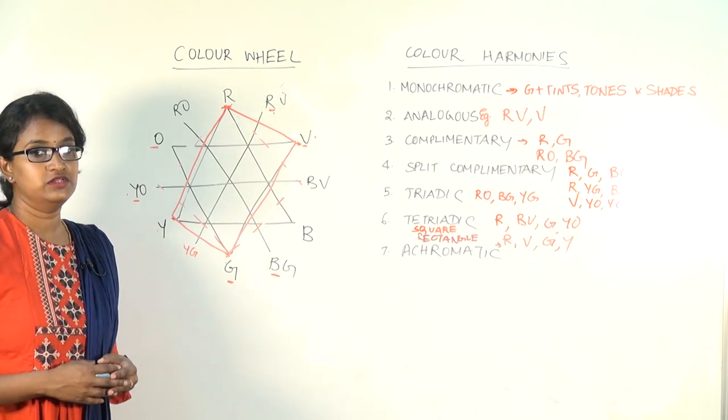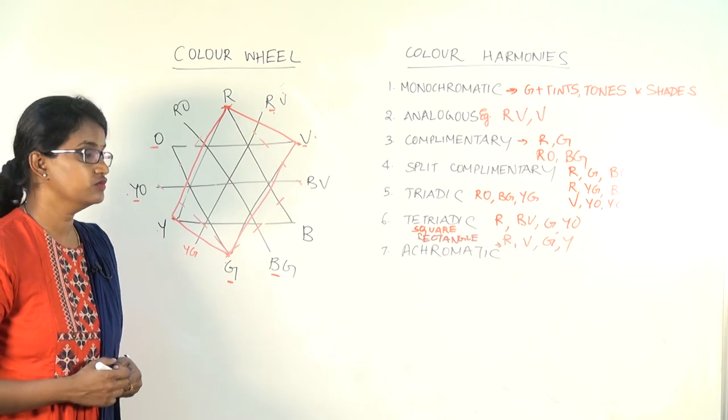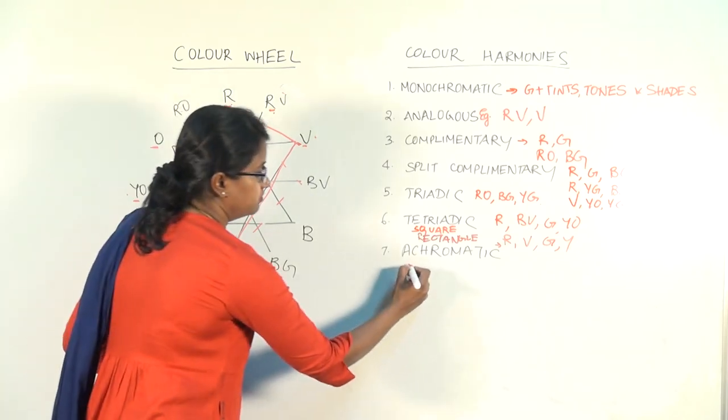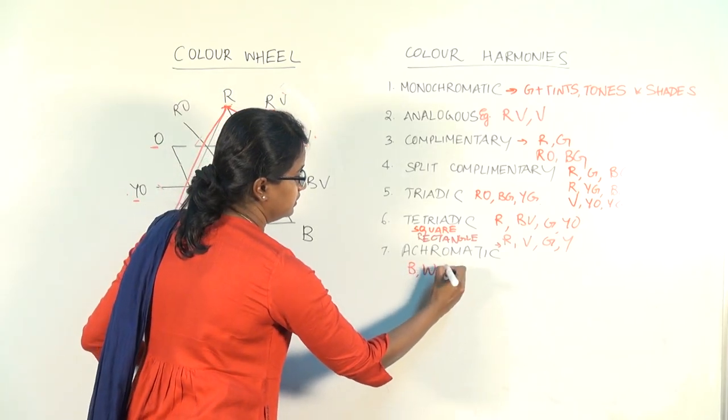Achromatic combination is very simple. They are combinations of neutral colors, black, white and gray.